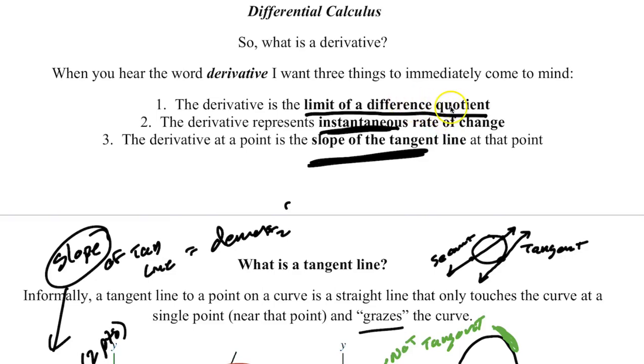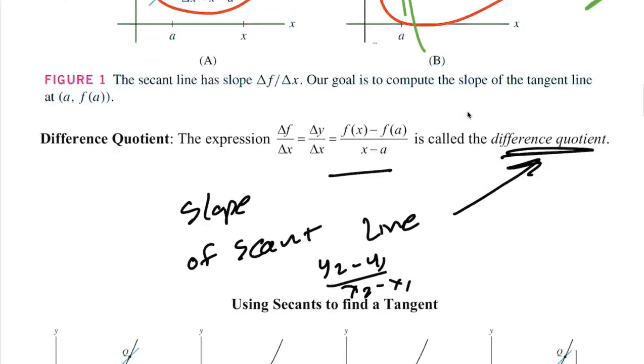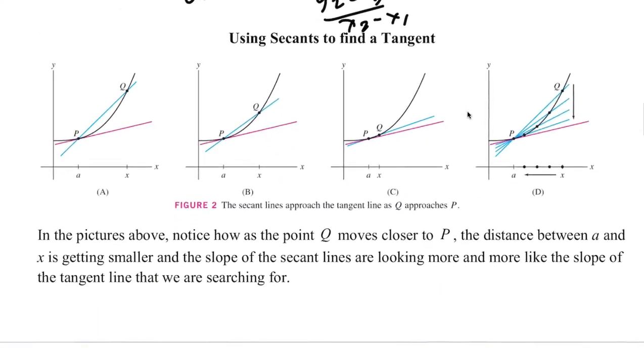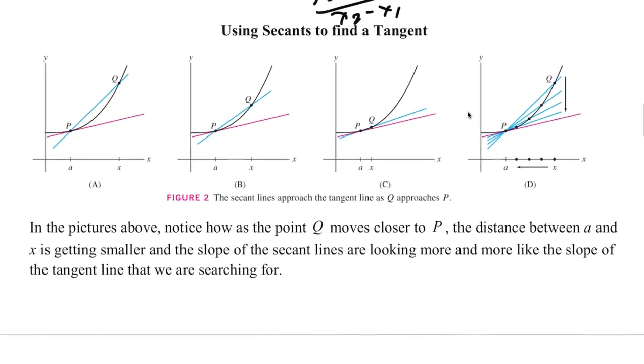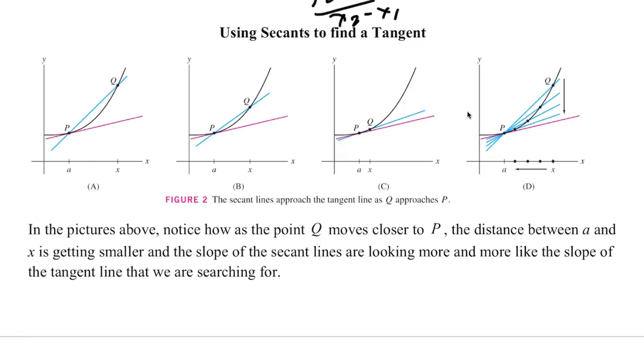So the derivative is not the difference quotient. It's the limit of a difference quotient. That's going to come in handy real quick. Right, so how do we use secants to find our derivative, or to find the tangent line? If you look at the graph right here, you can find the slope of this line, but that's not really the same slope as the one we want.